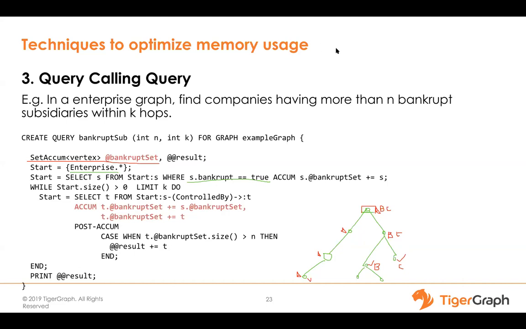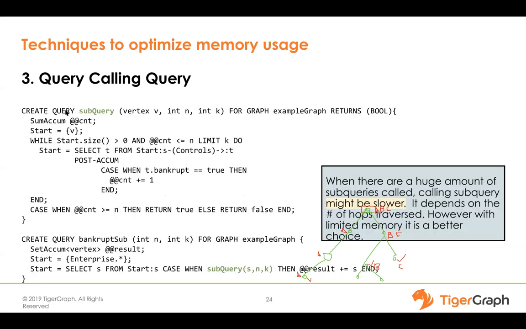So in order to optimize this query, we can write it in the form of query calling queries, so that for each subquery we only process the result for one company. Here is where we define the subquery. It takes a vertex as the input, and these are the logic of this subquery, and this is the main query. From the main query, you can see that we start from all the companies and we call a subquery. Sorry, we should have an accumulate clause right here, or a post-accumulate clause.